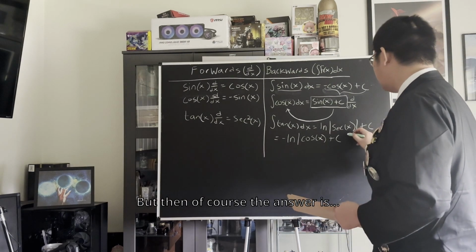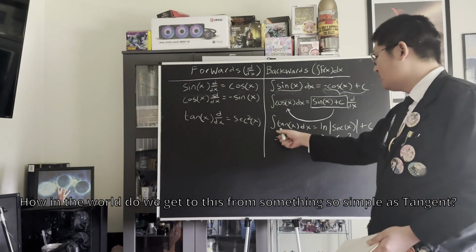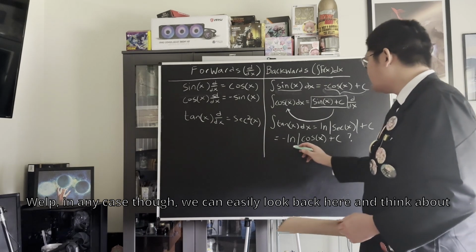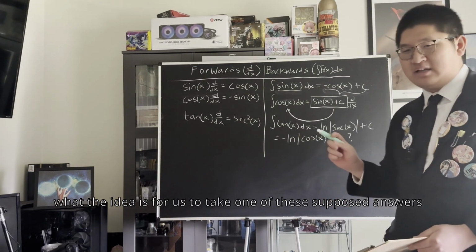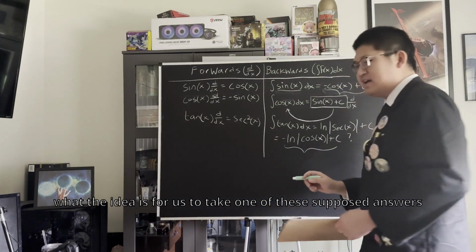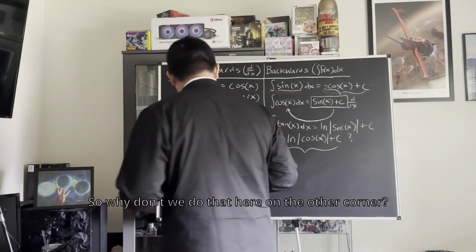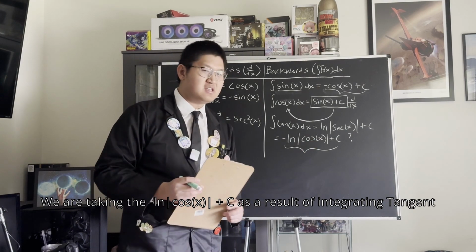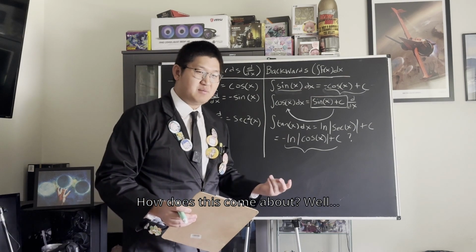But then, of course, the answer is why? How in the world do we get to this from something so simple as tangent? Well, in any case, though, we can easily look back here and think about what the idea is for us to take one of these supposed answers and take its derivative. So why don't we do that here on the other corner? We are taking the negative natural log of cosine of x plus c as a result of integrating tangent. How did this come about?